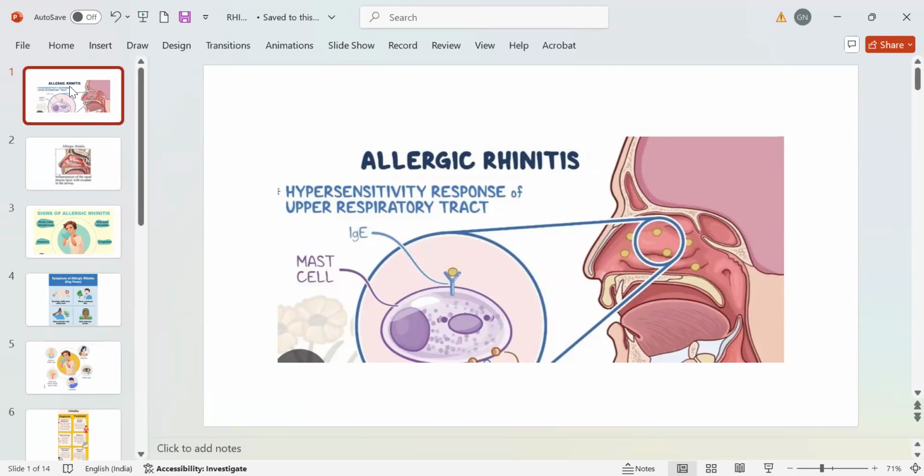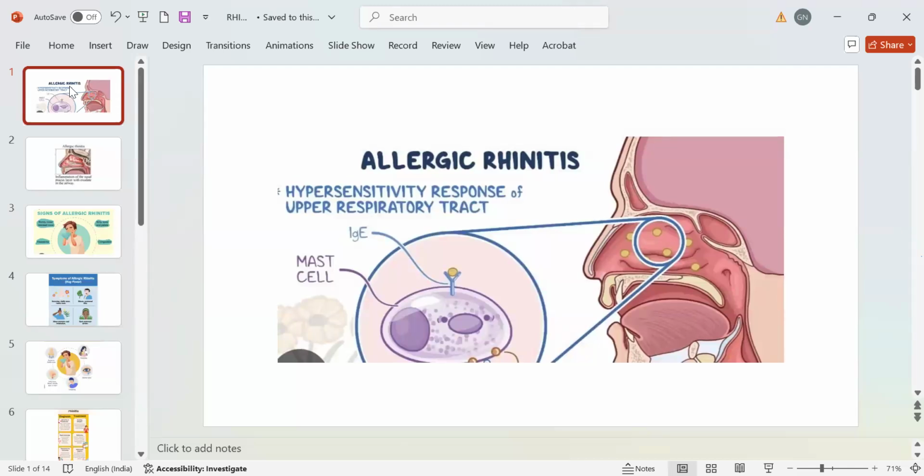Basically, it is the hypersensitivity response of upper respiratory tract. So the triggering factors are pollen from trees, weeds, plants, mold, spores, pet danders, the hair of the pet. Some people keep a cat and dog inside the house. So the pet dander, dust mites, cockroaches, droppings and saliva can also cause this allergic rhinitis when you breathe the air containing those allergens.